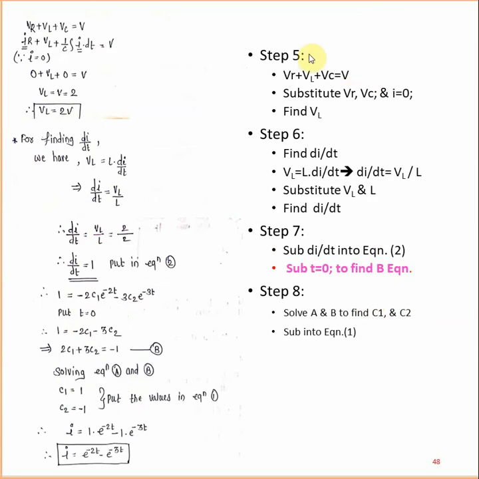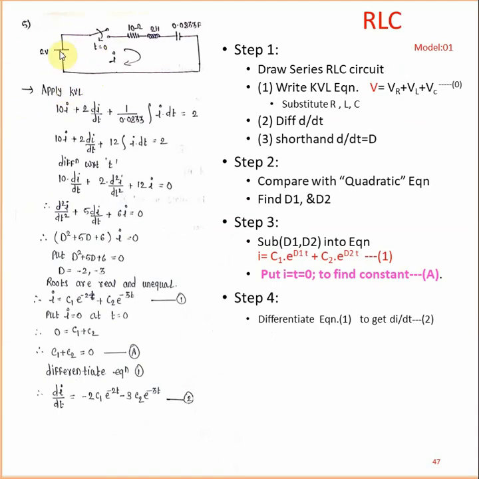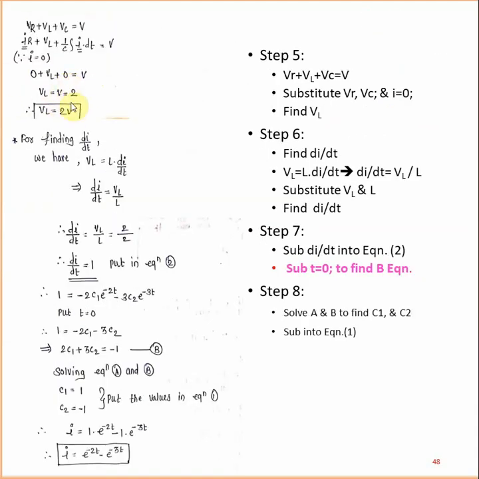Step number 5. KVL as it is: V is equal to VR plus VL plus VC, which is equal to V. Substitute VR is I into R, plus VL, plus VC, which is 1 by C integration of I dt, equal to V. Substitute I is equal to 0. So VL is equal to V only. What is the V value? V is equal to 2 volt.